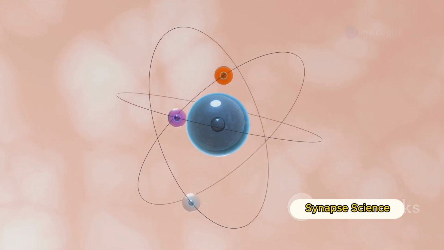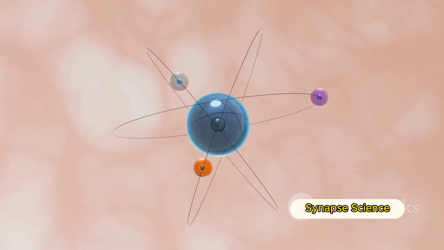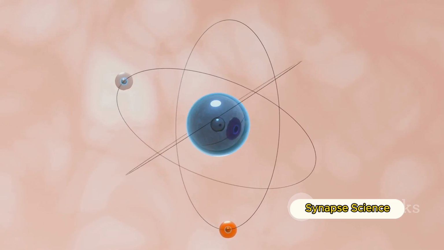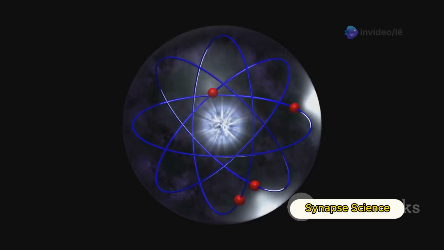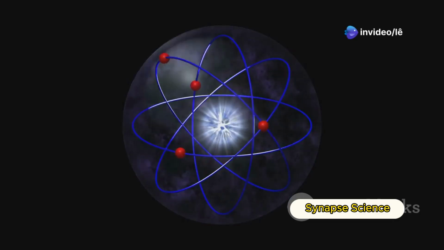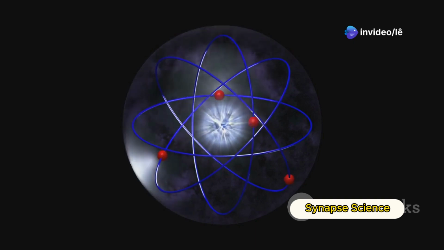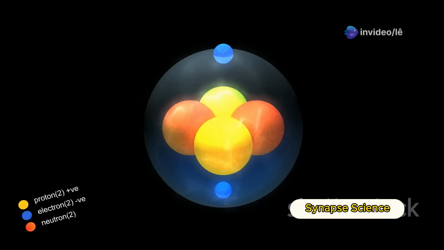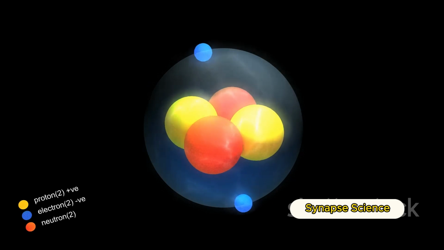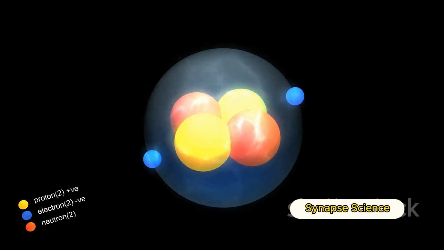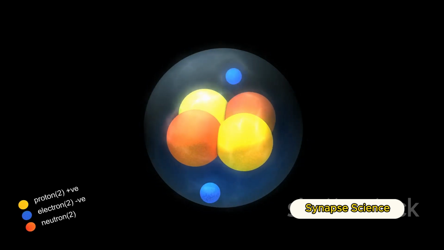That's how much empty space is inside an atom. The vast majority of an atom's volume is just empty space. Each atom has a nucleus at its center, containing protons and neutrons. These particles are densely packed together in the nucleus. Protons have a positive charge, while neutrons have no charge. This balance of charges is crucial for the stability of the atom.